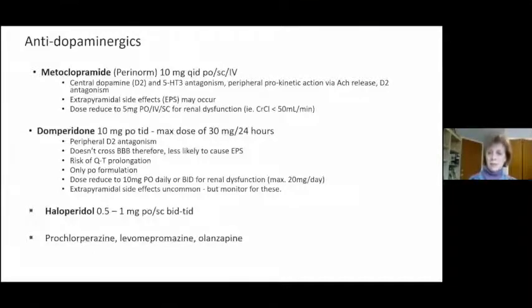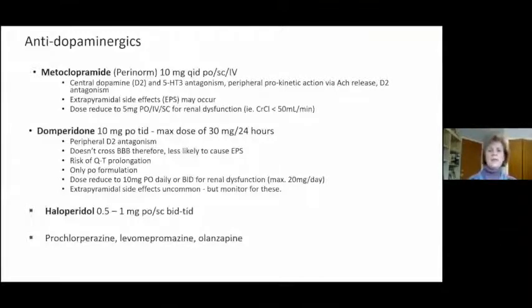It doesn't cross into the brain, so it's less likely to cause Parkinsonian side effects. It has the additional risk of QT prolongation, which can lead to the condition called torsade de pointes, a potentially lethal cardiac arrhythmia, which is why you stay at that 10 milligram TID dosing. It doesn't have a parenteral option.